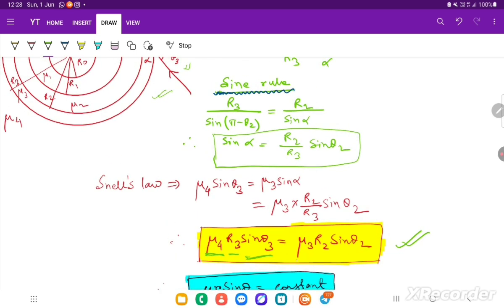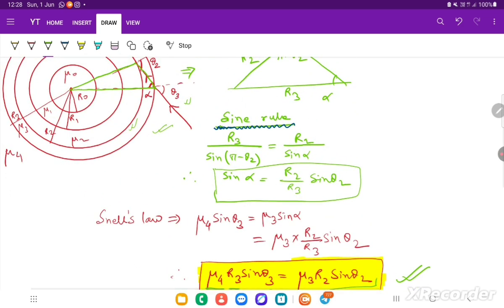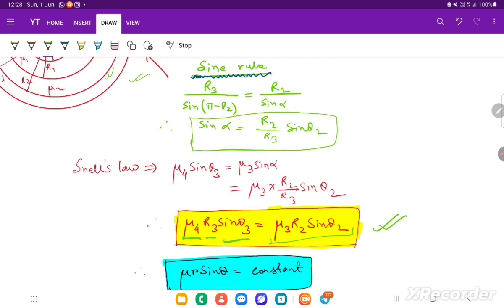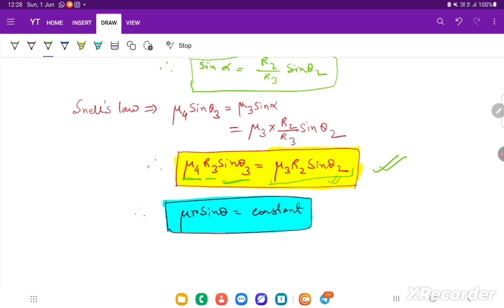For the next layer it is similarly valid: mu3 r2 sine θ2. Mu3 is the refractive index of the next medium, and r2 is the radius of the next medium, on which this green marked ray will be incident. And sine θ2 is the sine of the angle of incidence. So I have written that mu r sine theta is constant.